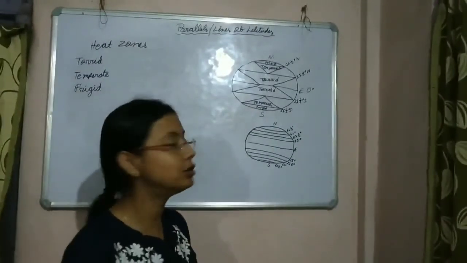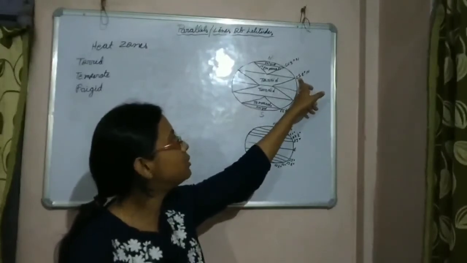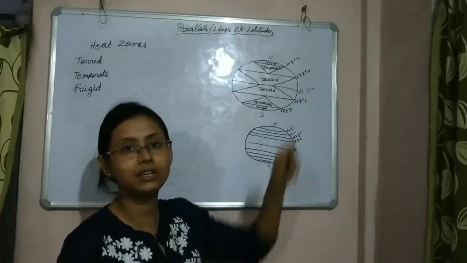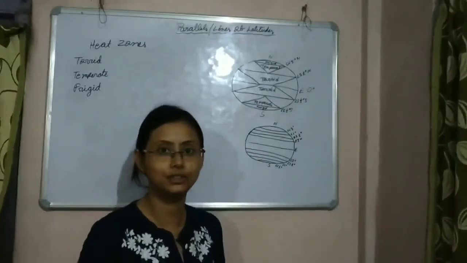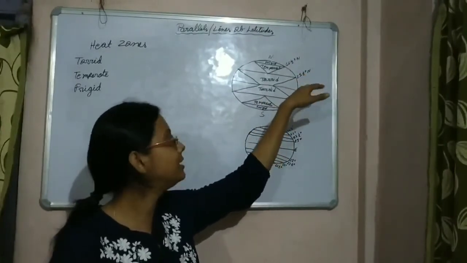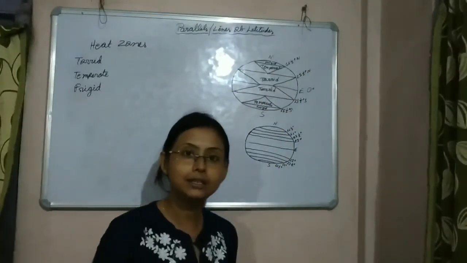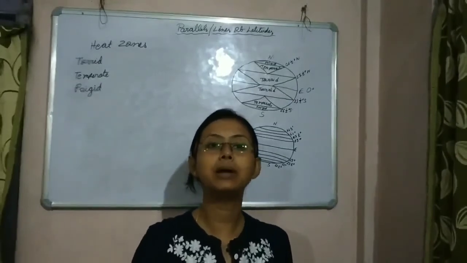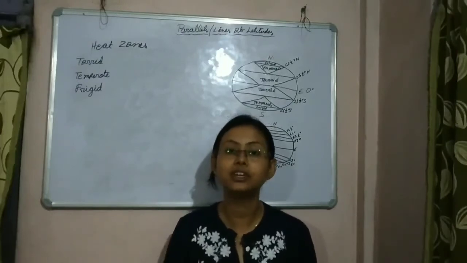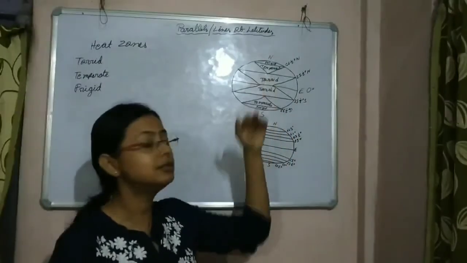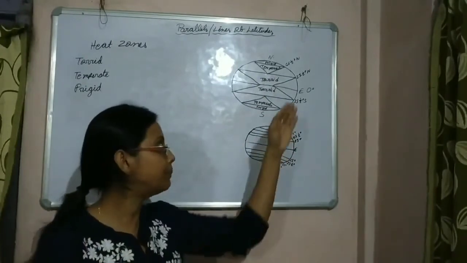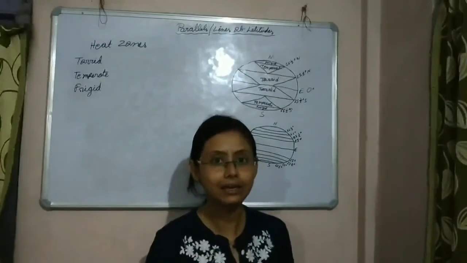So which part is the torrid zone? The area located between the Tropic of Cancer and the Tropic of Capricorn. That means 23 and a half degrees N to 23 and a half degrees S latitude. The area located between these two latitude lines is called the torrid zone. This zone receives the maximum amount of heat and light. Why? Because vertical rays, or straight sun rays, fall on this zone almost throughout the year, and that is why the temperature in this zone remains very high throughout the year.